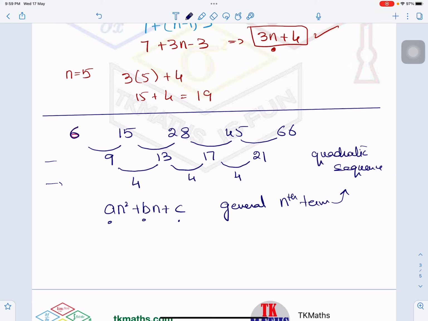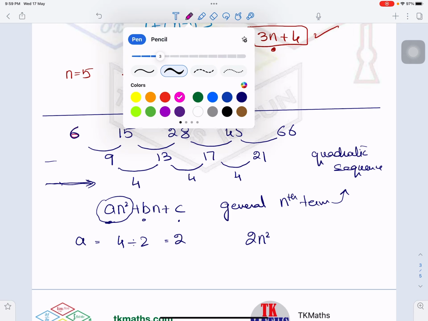So the technique here is to find out a, you have to see the difference which is common at the second layer. In this case it is 4. So my a will be 4 divided by 2. So whatever is the common difference, you will always divide it by 2. Okay, so 4 divided by 2 is 2. So I got my a. So it means I know this term now. So this term is 2n square. Now we have to find out bn plus c.